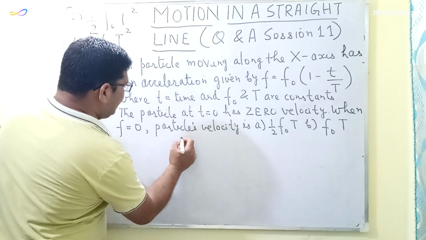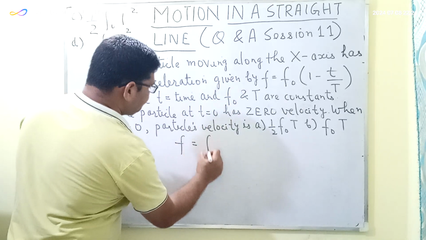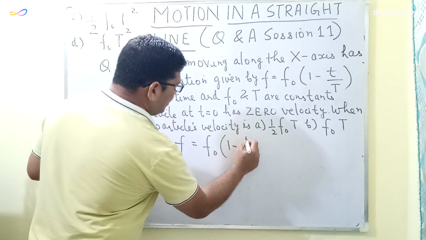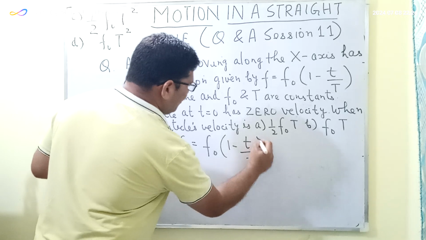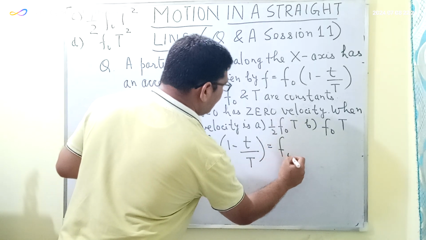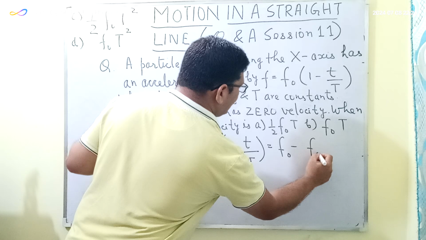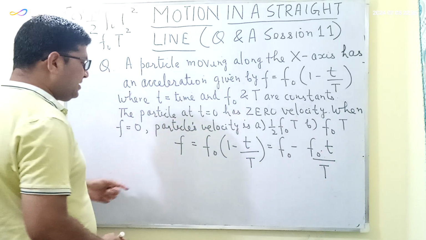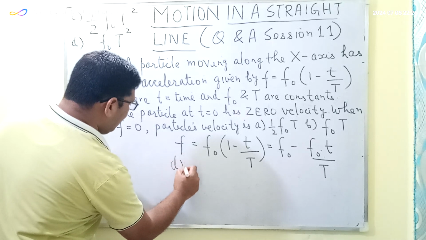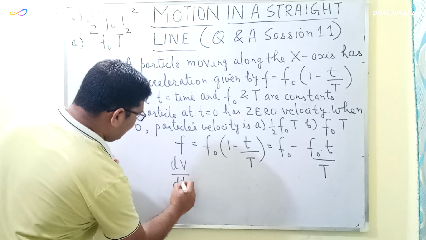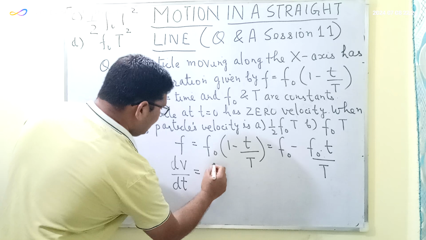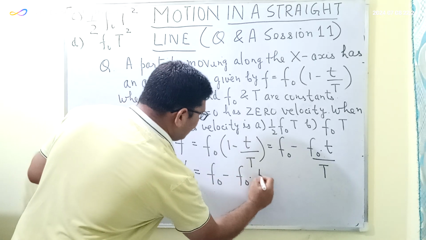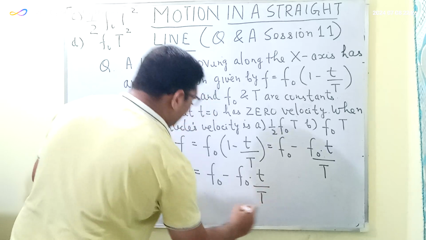Now here we have been given that f is equal to f naught into 1 minus small t divided by capital T, which is equal to f naught minus f naught small t divided by capital T. Now this acceleration can be written as dv upon dt, and this will be equal to f naught minus f naught into small t divided by capital T.